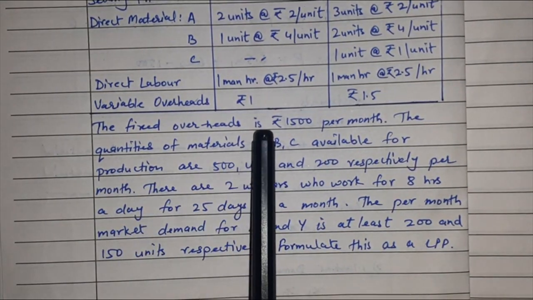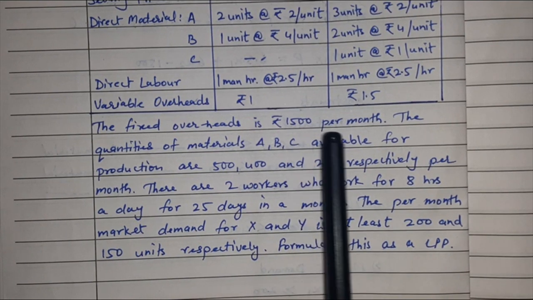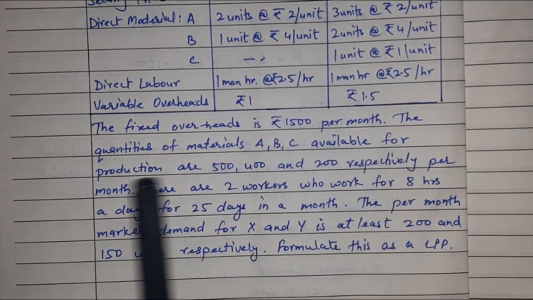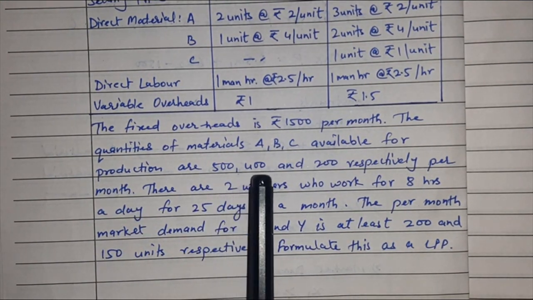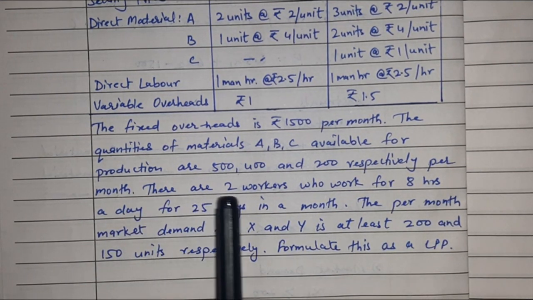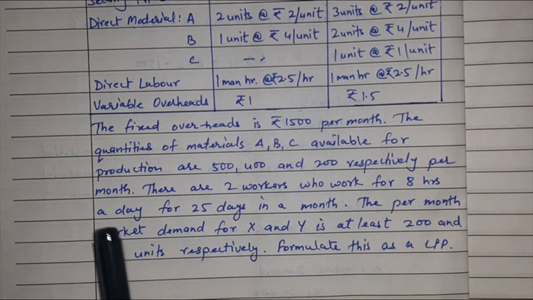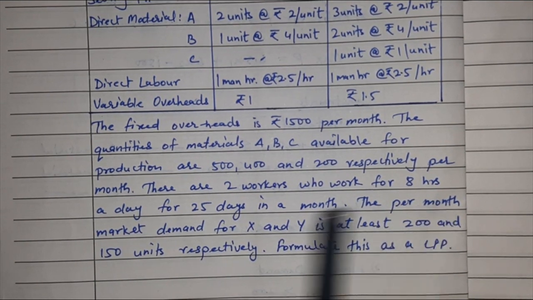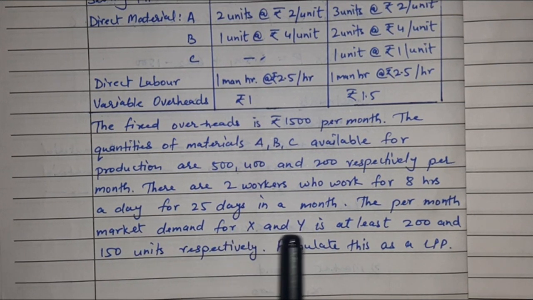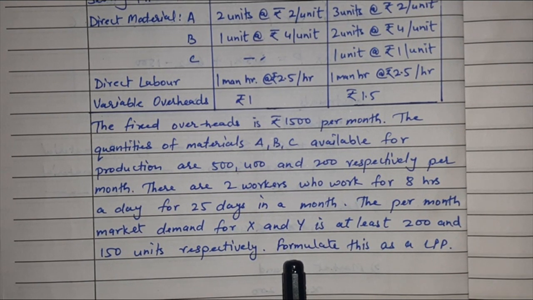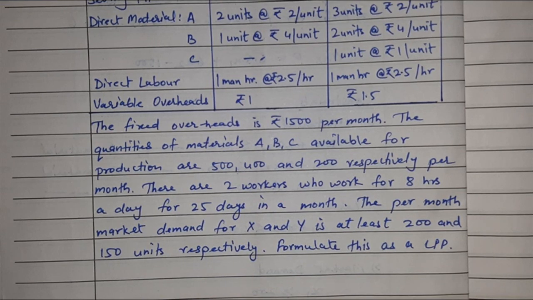The fixed overhead is at rupees 1500 per month. The quantities of material A, B, C available for production are 500, 400 and 200 respectively per month. There are 2 workers who work for 8 hours a day for 25 days in a month. The per month market demand is also given for X and Y, at least 200 and 150 units respectively. We are supposed to formulate this as a LPP.